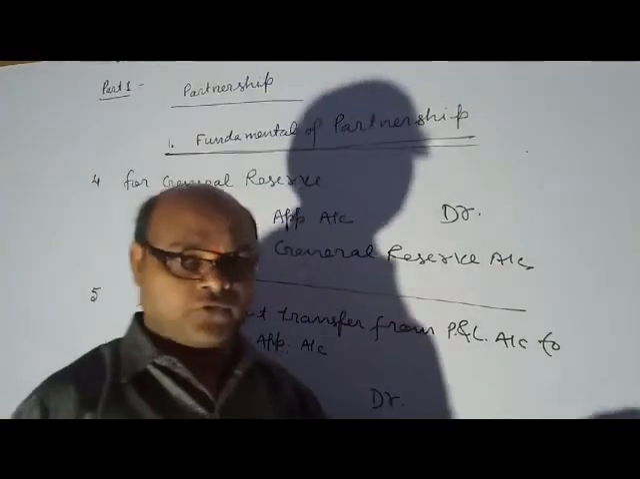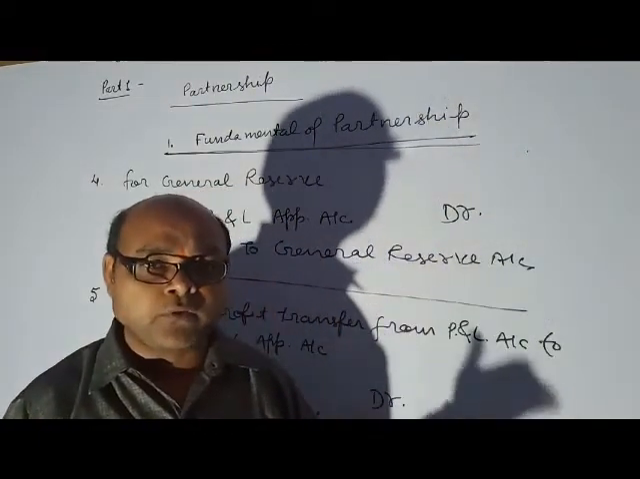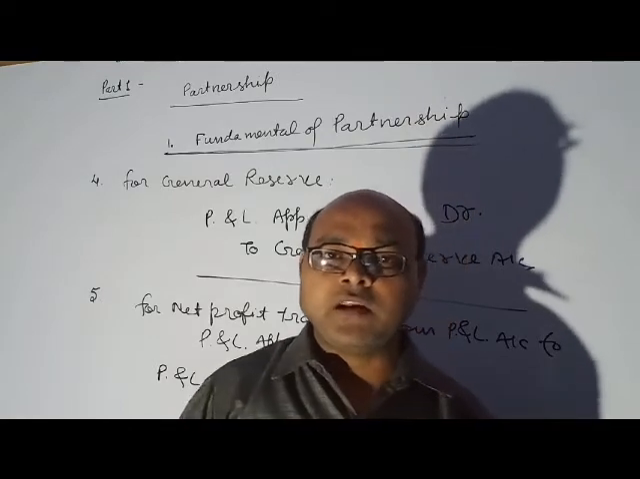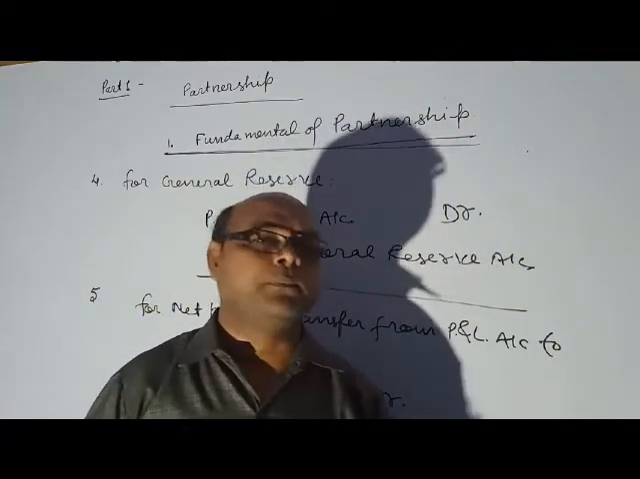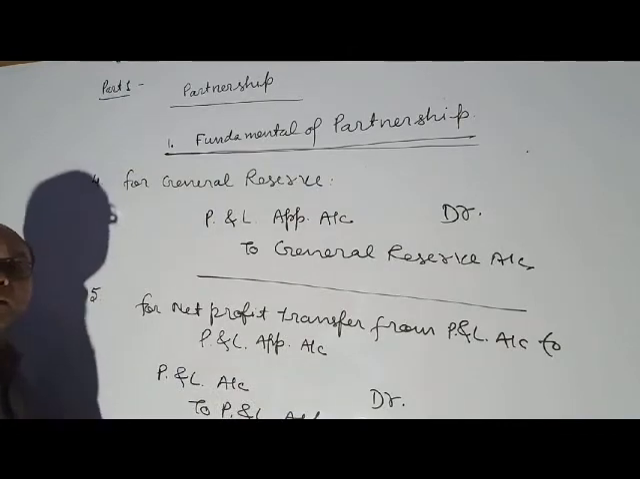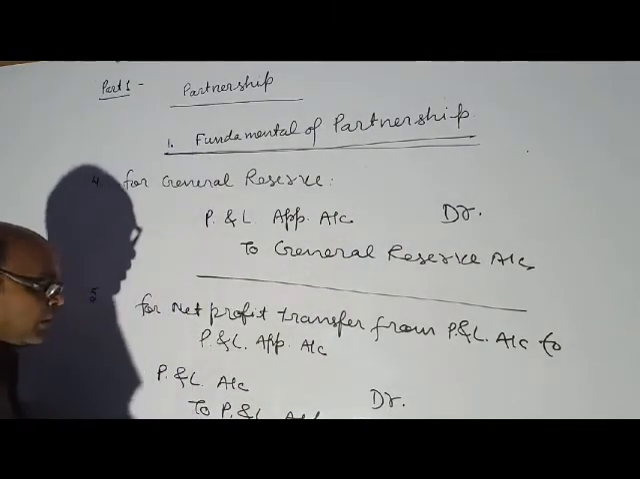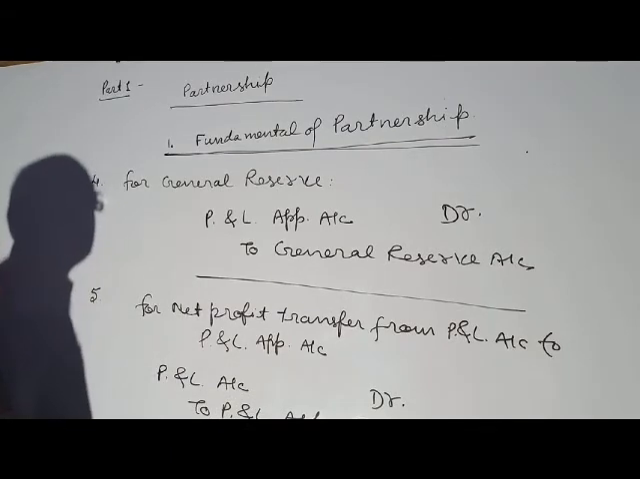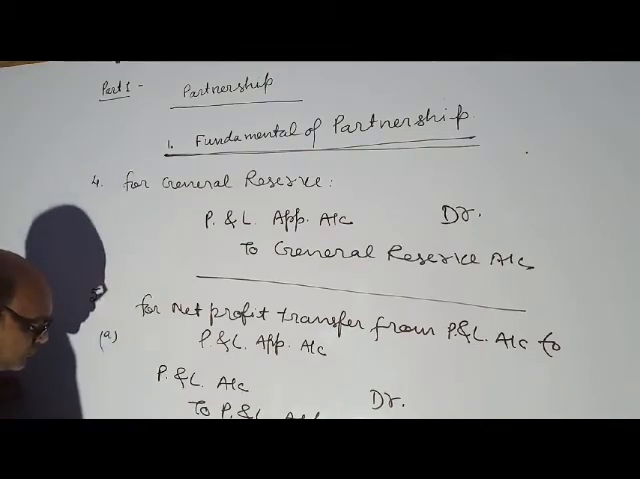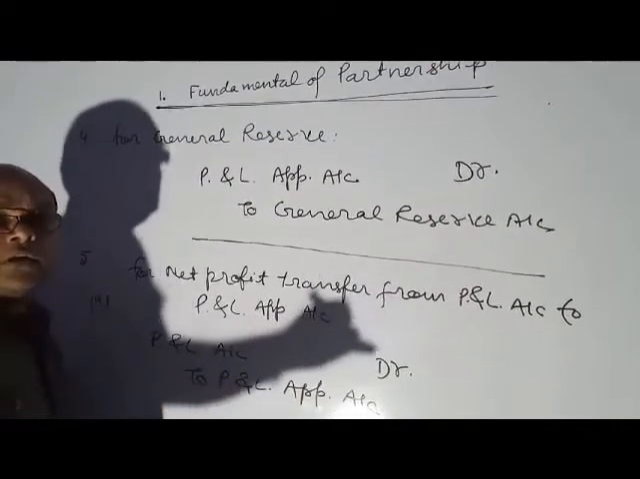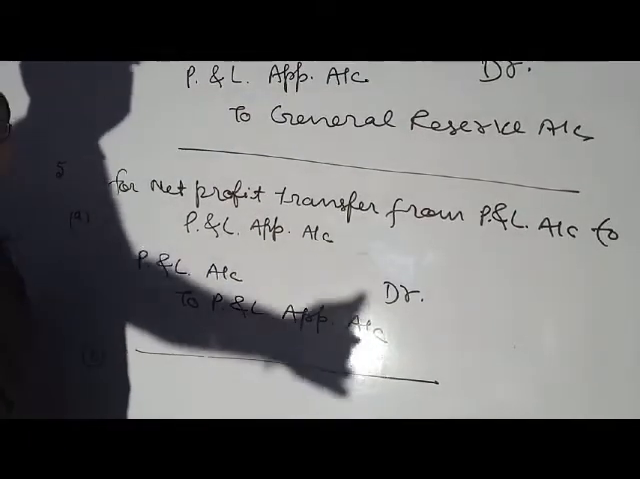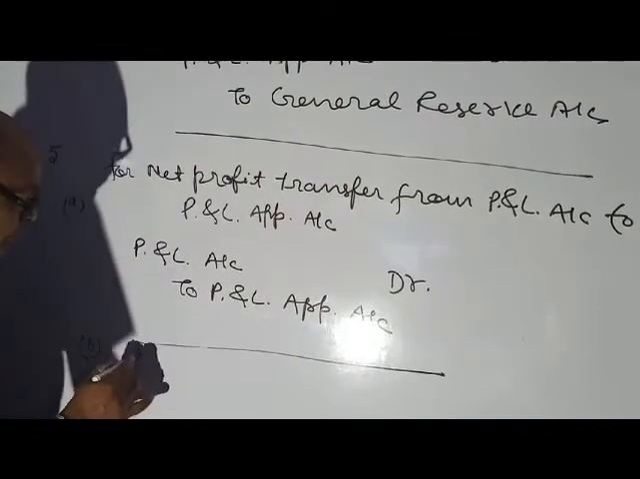So in the case of loss, it is directly transferred from the PL account to the partner's capital account, because here there is no need of appropriation of the profit. In the case of profit, the entry will be PL account debit to PL appropriation account, but in the case of loss, you will not pass the reverse entry. If the firm is running in loss, then net loss will be directly transferred from the PL account to the capital account.